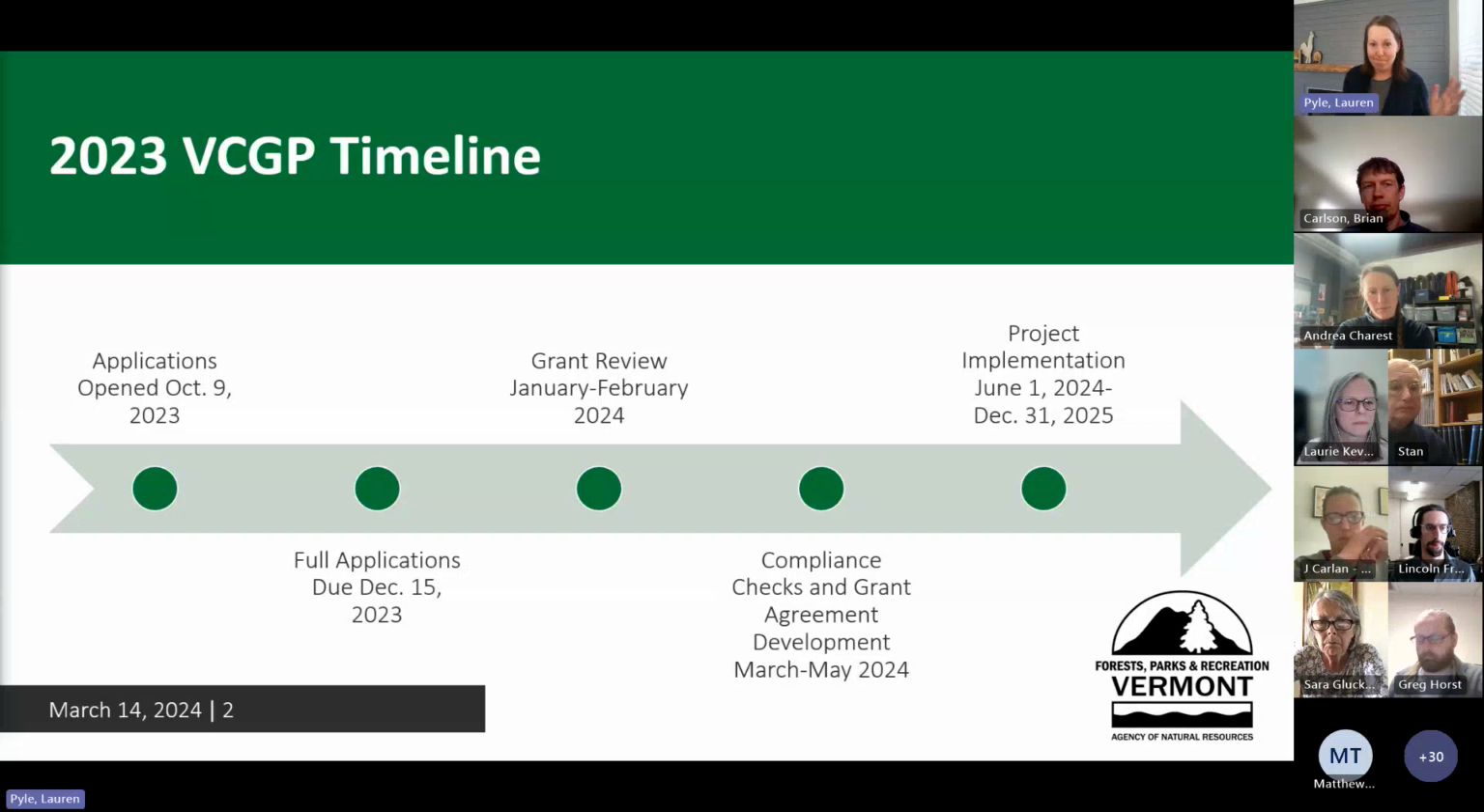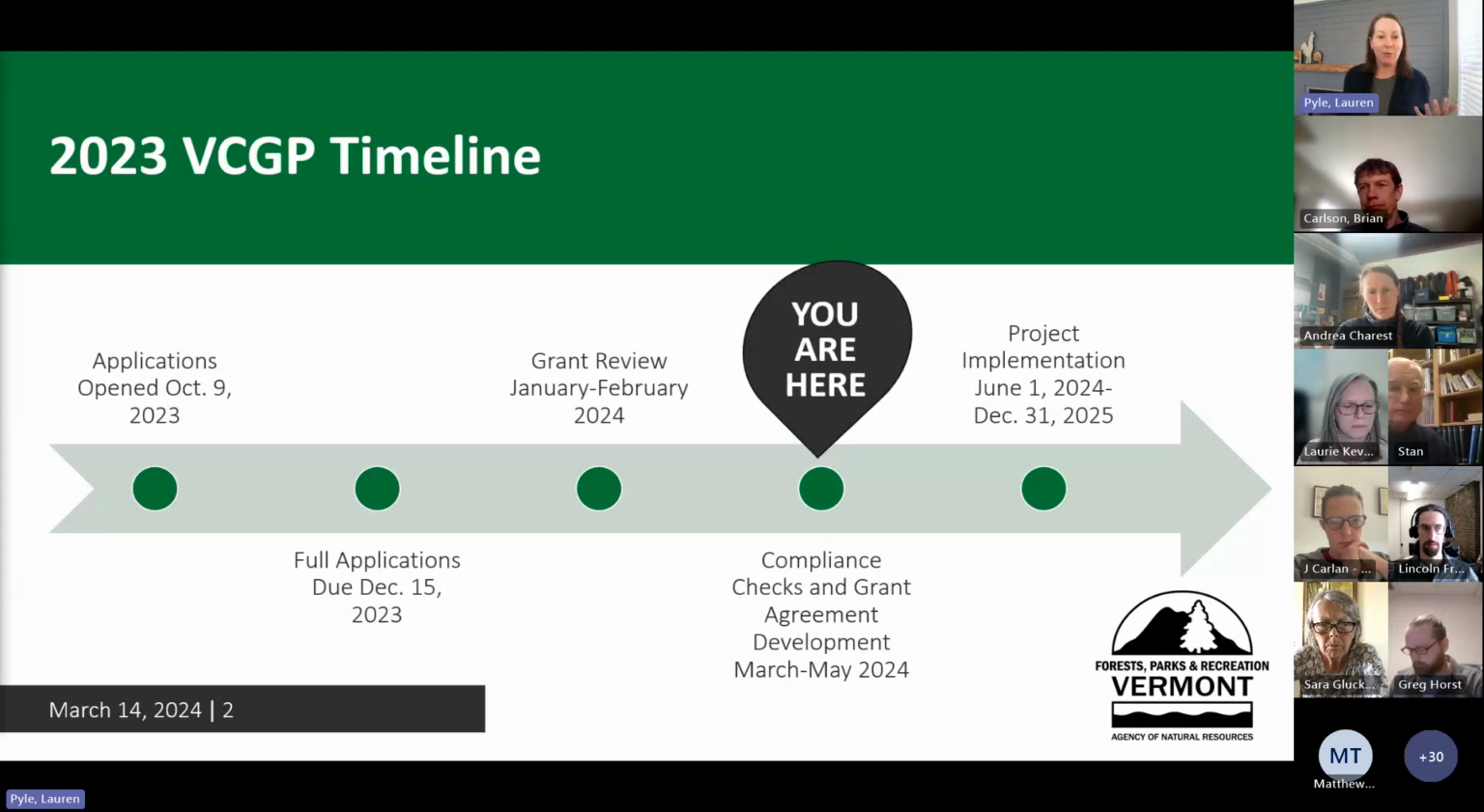You're making your way through the VOREC Community Grant Program timeline. We started with the applications and we did the review and we have moved forward to the compliance checks and the grant agreement development phase. So this is going to be happening from now until May, that we're going to be really digging into this. And then project development is going to be starting somewhere around June 1st. So if your grant agreement gets signed before June 1st, you'll be able to start before then, but just go ahead and plan right now for June 1st to be the official start date.